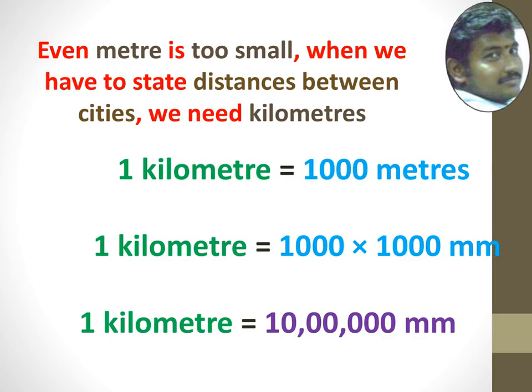Even meter is too small when we have to state the distance between cities. We need kilometers. 1 kilometer is equal to 1000 meters. 1 kilometer is equal to 1000 into 1000 millimeters. So 1 kilometer is equal to 10 lakh millimeters. So the relation between millimeter and kilometer is this.